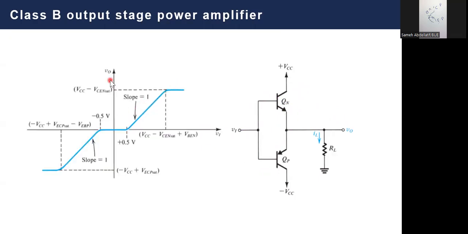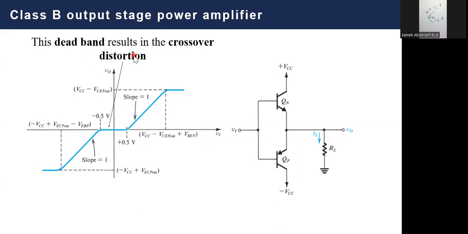This is what we call a characteristic curve. A characteristic curve is a curve relating the input to the output. So if the input is 0.5 or greater, QN will turn on and you will have a positive slope, as you can see. If this voltage is still below 0.5, QN is turned off, and QP is already turned off. QP will turn on when this voltage is smaller than or equal to negative 0.5, as you can see here. So this is what we call the dead band in between your operation.